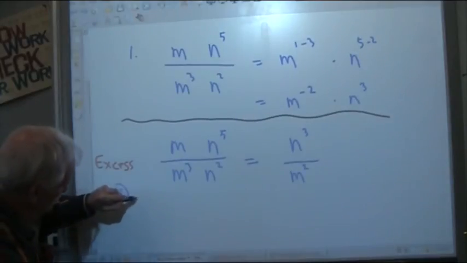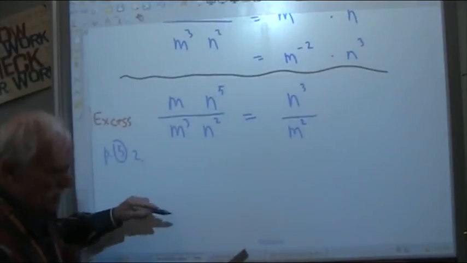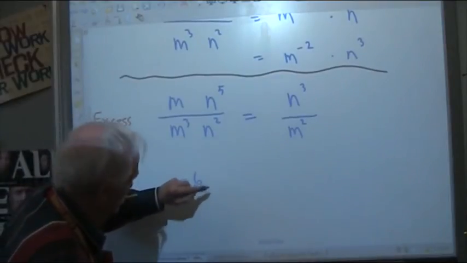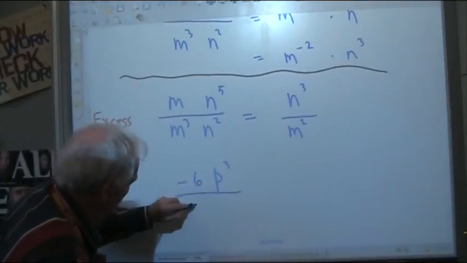When I solved it, I got negative 1 over 2p. Is that right? Yes. Yay!